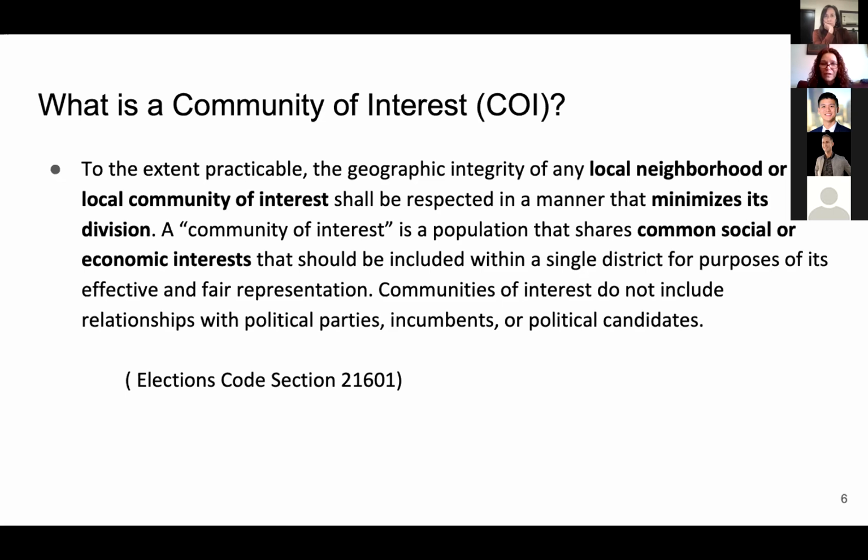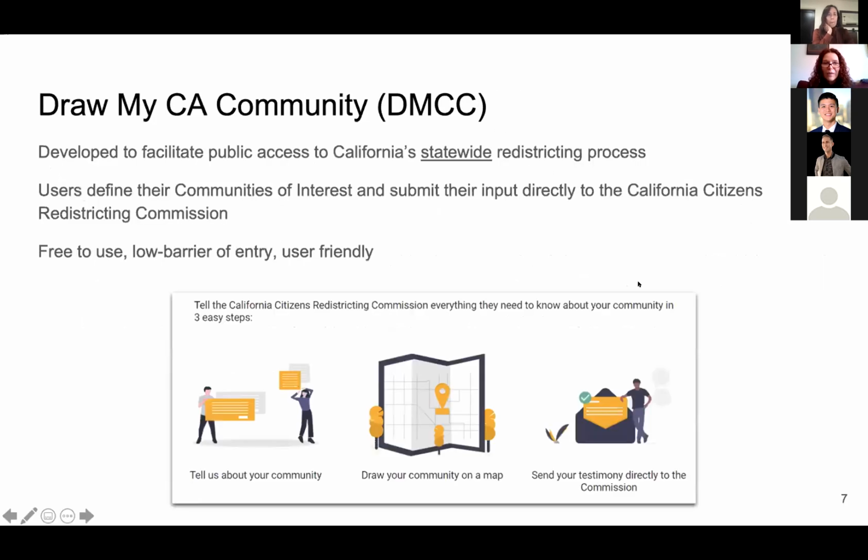So let's go to the next slide, please. So this little one-trick pony, which I hope is not offending all of my developers at Statewide Database, allows people to draw their communities. It's called Draw My CA Community. The State Redistricting Commission named it that way. We now own a lot of URLs because we had all kinds of other names for it, but at least it's descriptive, even though a little long. So it's drawmycacommunity.org, and it was developed to facilitate public access to the California statewide redistricting process.